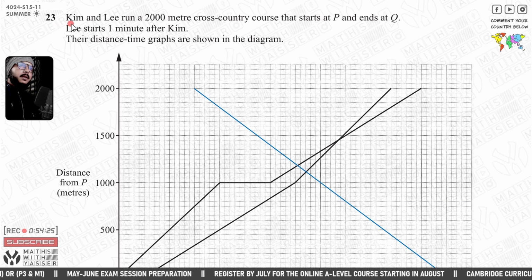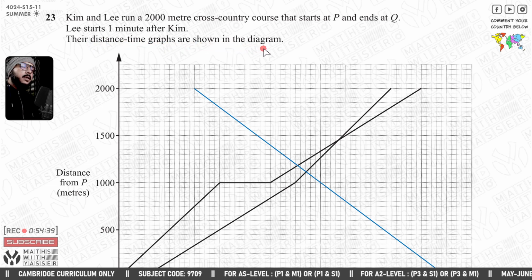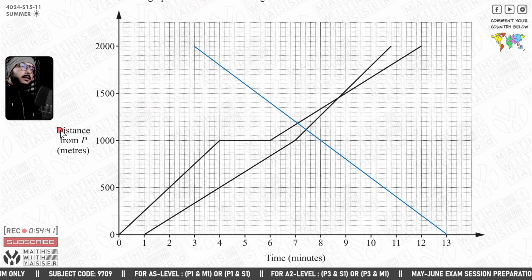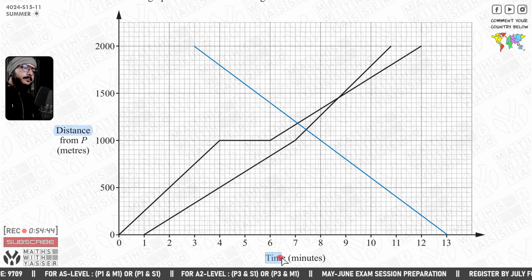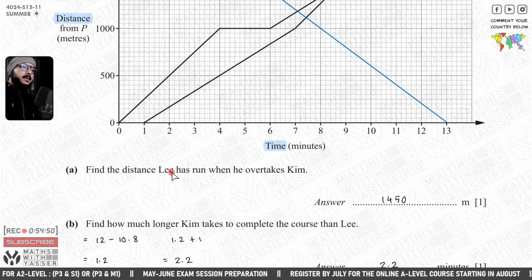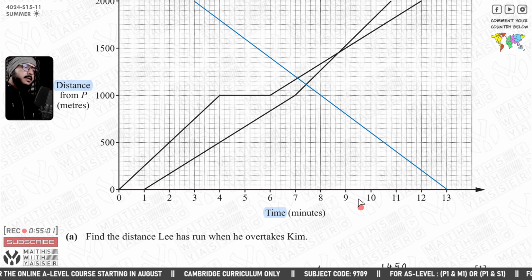Question number 23. Kim and Lee run a 2000 meter cross-country course that starts at P and ends at Q. Lee starts 1 minute after Kim. Their distance time graphs are shown in the diagram. So this is a distance time graph. We need to find the distance Lee has run when he overtakes Kim. This is a very easy question. We just have to find the intersecting point of the two graphs.